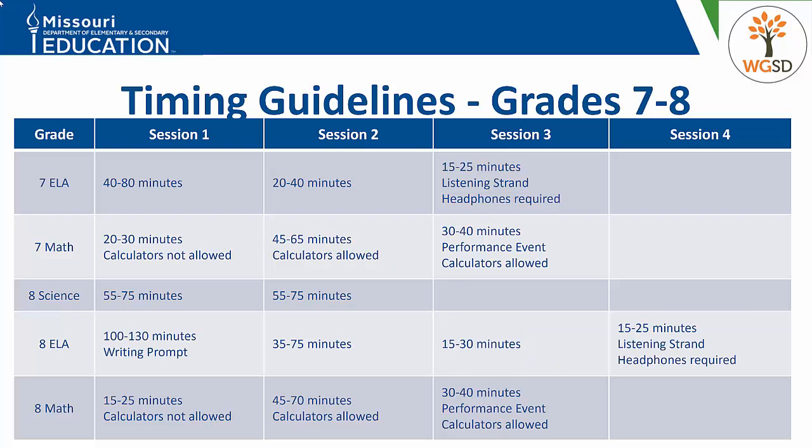Timing guidelines for grades 7 through 8. Grade 7 ELA, 3 sessions. Grade 7 Math, 3 sessions. Grade 8 Science, 2 sessions. Grade 8 ELA, 4 sessions. Grade 8 Math, 3 sessions. Please be advised that with enabling the text-to-speech universal accommodation, not including ELA reading passages, all sessions will require headphones.